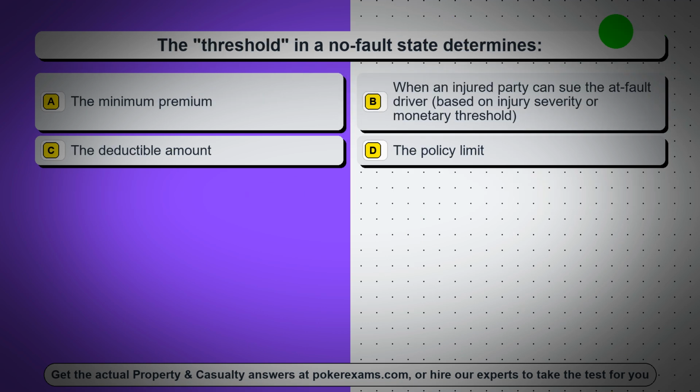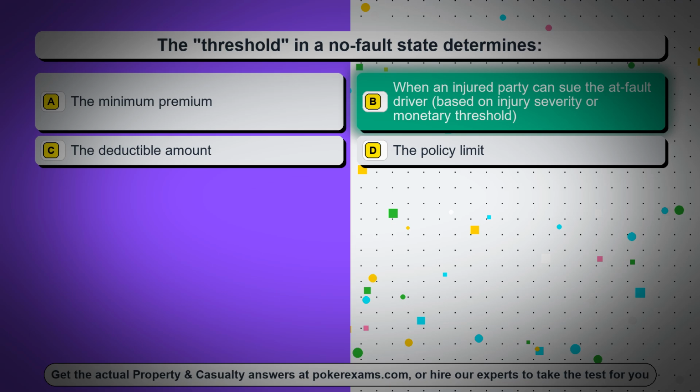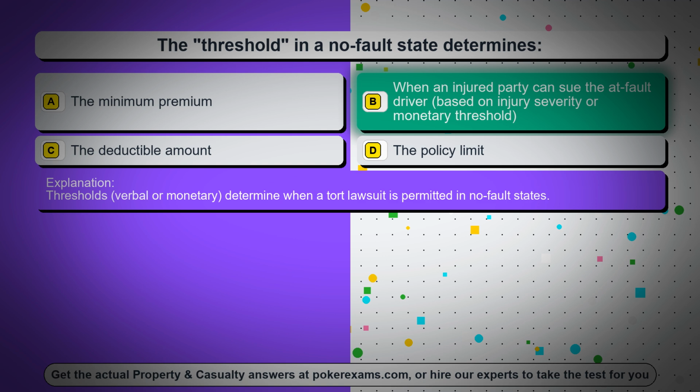Question 20. The threshold in a no-fault state determines, option A, the minimum premium, option B, when an injured party can sue the at-fault driver, based on injury severity or monetary threshold, option C, the deductible amount, option D, the policy limit. The correct answer is option B, when an injured party can sue the at-fault driver, based on injury severity or monetary threshold. Thresholds, verbal or monetary, determine when a tort lawsuit is permitted in no-fault states.